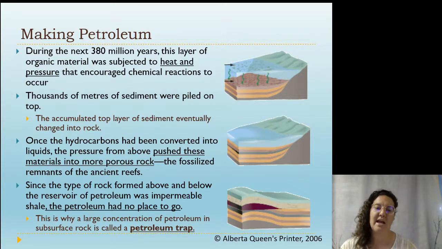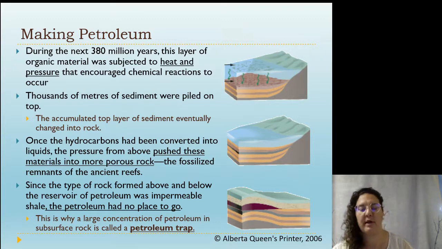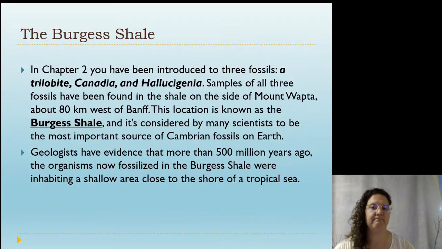Now, since the rock type above and below the reservoir of petroleum was impermeable, that petroleum had no place to go. So a large concentration of petroleum in subsurface rock is called a petroleum trap. So the petroleum was trapped above an impermeable rock layer and below another impermeable rock layer, so it had nowhere else to go. And so this happened under Alberta, well, on the surface of Alberta, but now it's many thousands of meters under the surface, which is why we have to drill and mine to get to it.